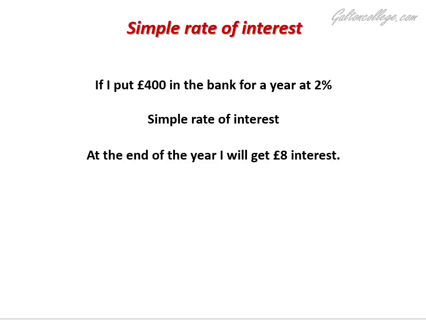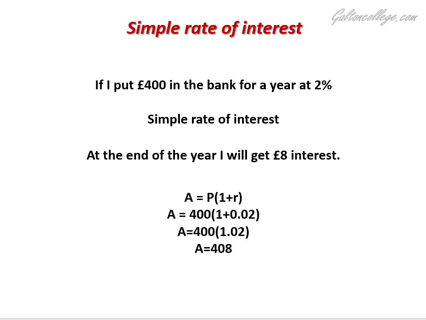Now, at the end of the year, I'll get £8 interest. I'll get 2%, so I'll get £2 on every 100. I'll put in 400, so 4 times 2 is 8. I'll get £8 interest. At the end of the year, I'll get back £408. I'll get 2% return.